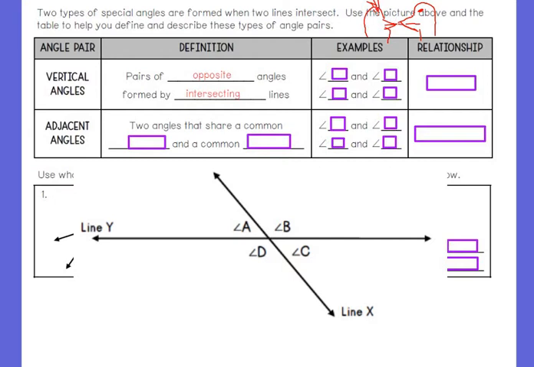We have 2 birds here. Draw it next to vertical angles somewhere.